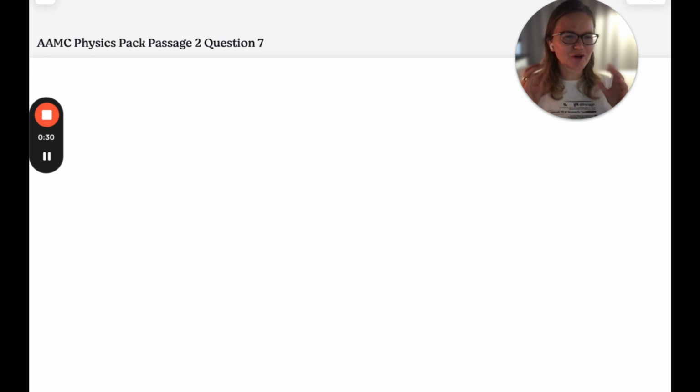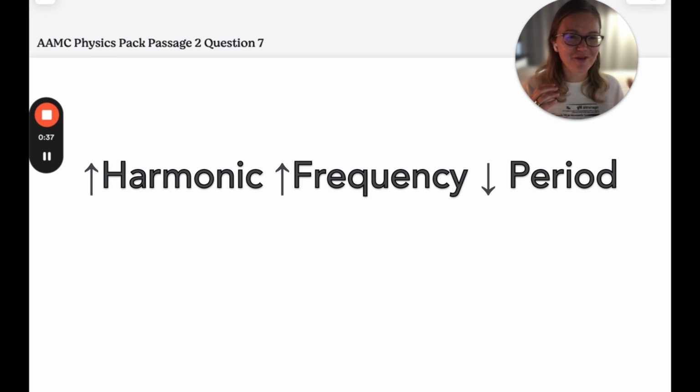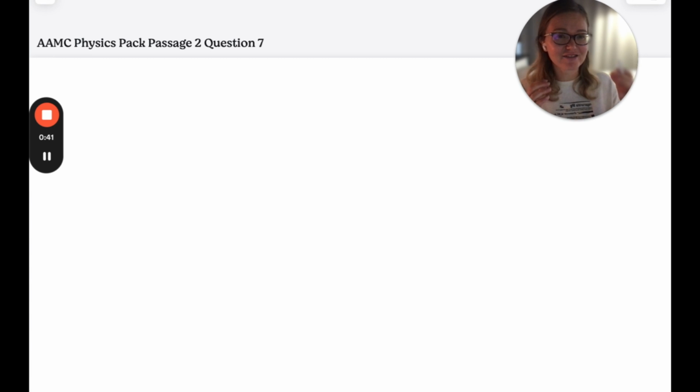Well, for those of you that just want a quick answer, the answer is going to be the third harmonic. Why? Well, as you increase harmonics, you increase the frequency of the wave, and that means you decrease the period. Because remember, period is the time it takes to go peak to peak to complete one wave cycle.